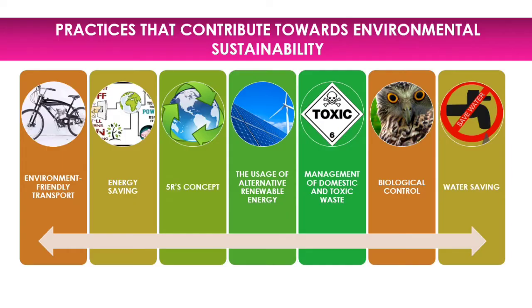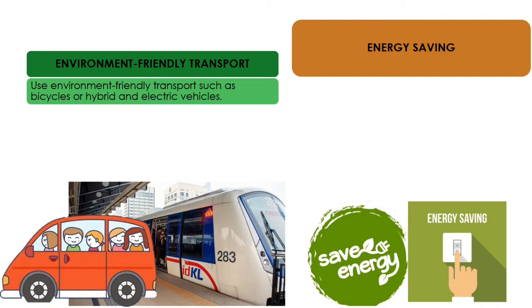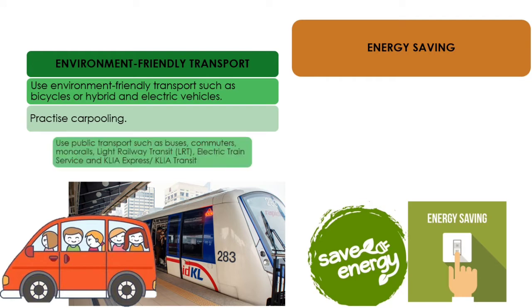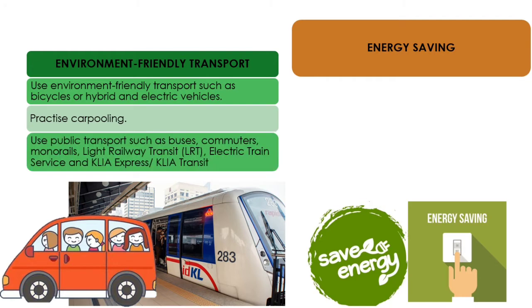Okay, we can use environment friendly transport, for example by bicycle or hybrid car or electric vehicle. We also can practice carpooling and also use the public transport such as buses, commuter, monorail or LRT, electric train service and KLIA Express.